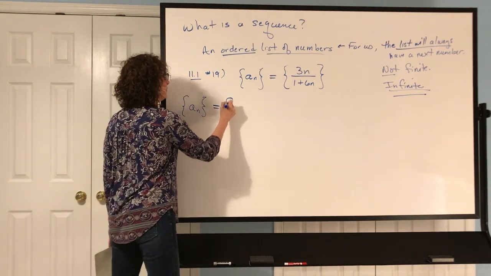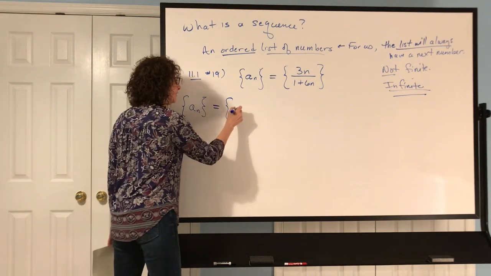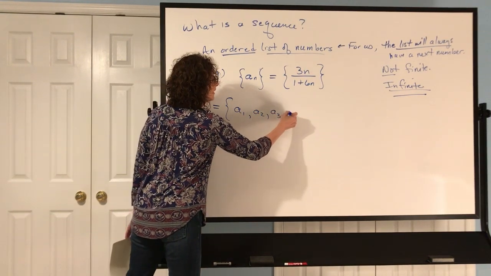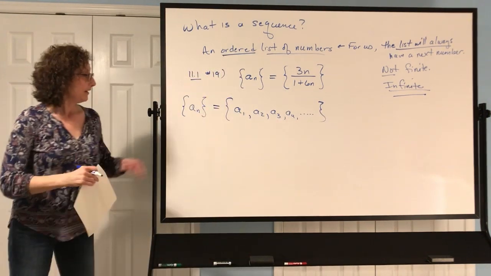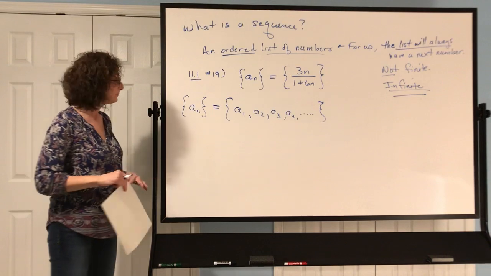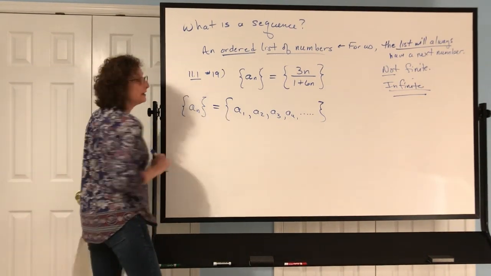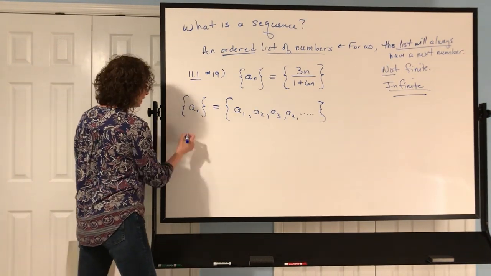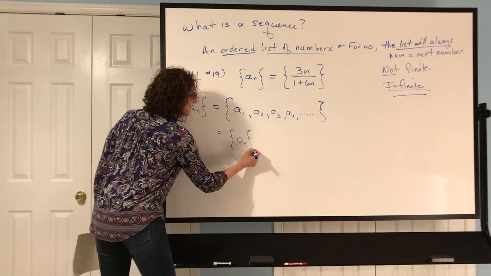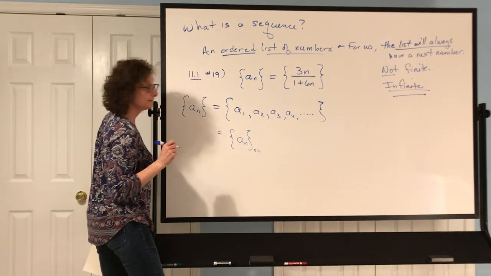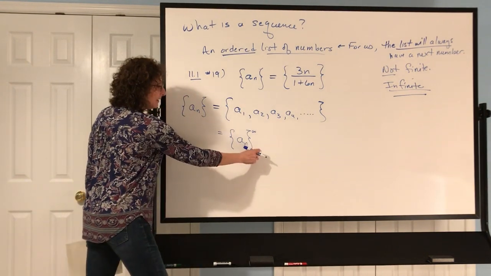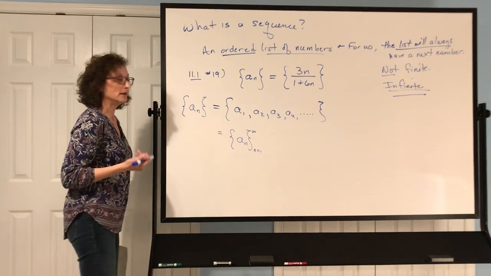This is shorthand notation for the set of all numbers. Here's the list, and the list is ordered: a1, a2, a3, a4, on and on and on forever. And that took a lot more blue ink to write out than this did. That's what this means. Now, generally we start counting at n equals 1, so this is also equivalent to this notation where we explicitly say start counting at n equals 1 and keep going forever. If we don't have that subscript there, then it's understood that we just start counting at n equals 1.